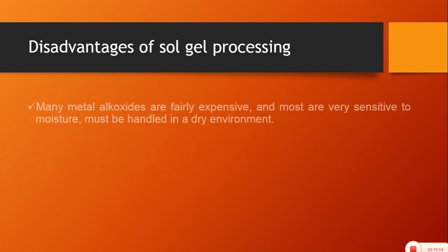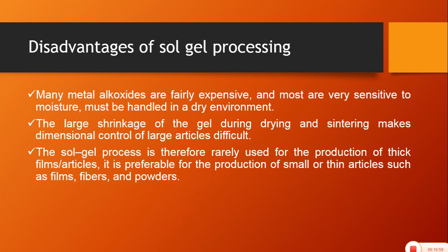But there are several disadvantages of sol gel processing mentioned here. Many metal alkoxides, which are the main precursors for the sol gel process, are fairly expensive, and most are very sensitive to moisture. So special handling, a dry environment, and an inert atmosphere are required to handle these metal alkoxides. The second is the large shrinkage of the gel during drying, as we have discussed earlier, and during sintering it makes dimension control of large particles difficult because of the shrinkage.